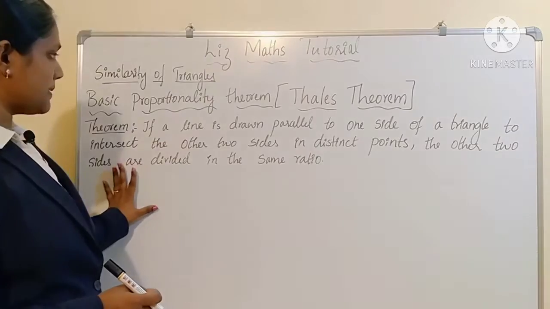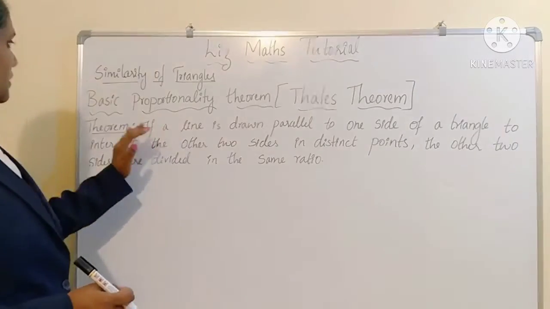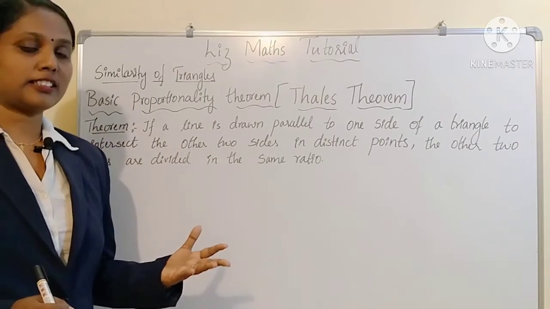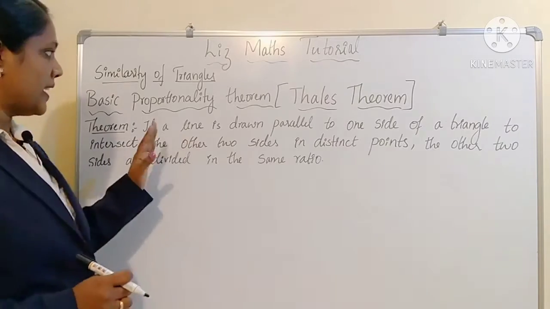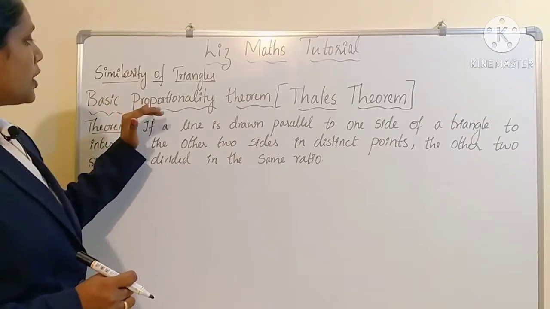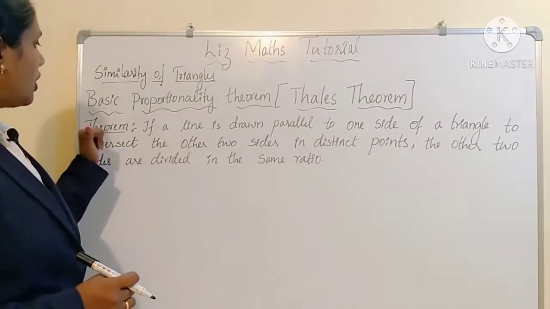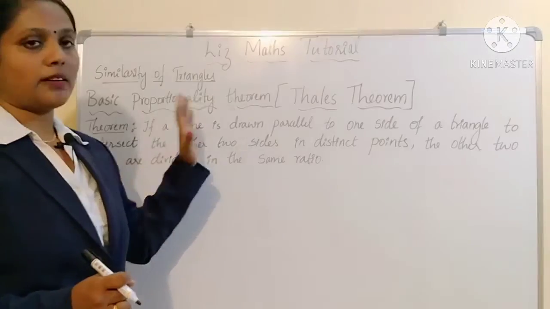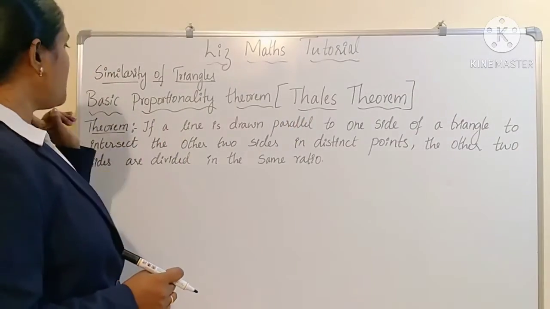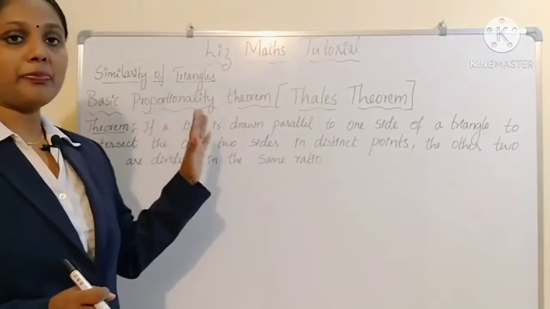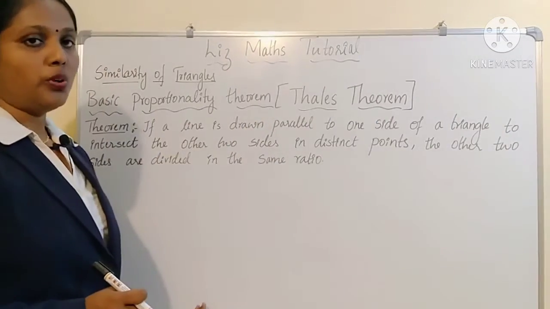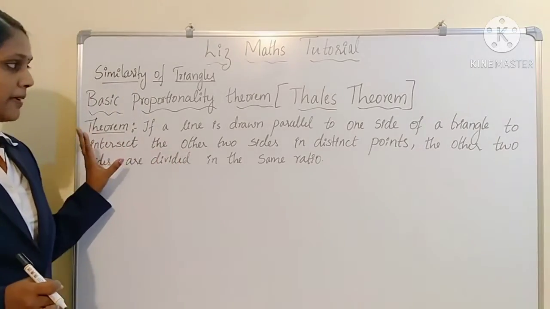So let us see what the theorem says. Before that, this comes under the similarity of triangles. We have studied what similar figures are in the last class. Under similarity of triangles comes the basic proportionality theorem. We call it the basic proportionality theorem, or it's also called Thales theorem. If they ask you for the basic proportionality theorem or the Thales theorem, you have to write this theorem, the statement and the proof.